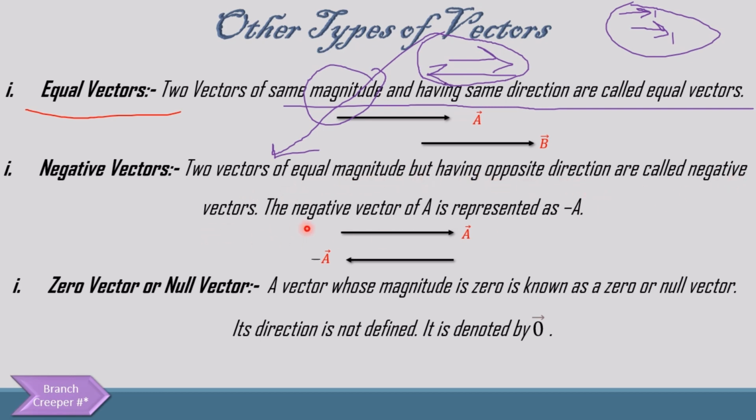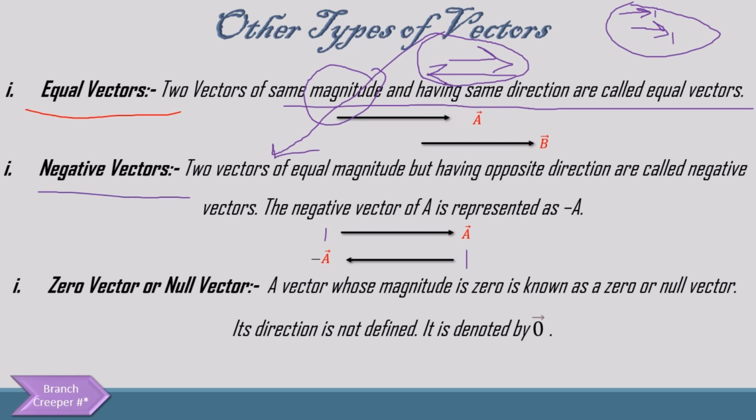Now, negative vector. Two vectors of equal magnitude but opposite direction are called negative vectors. A negative vector is represented by minus A. Here we can see that A is in the right direction and minus A is in the opposite direction, but they have the same magnitude. Let's assume both are of 1 mm, but as their directions are different, they are not equal, but they are negative vectors of each other.